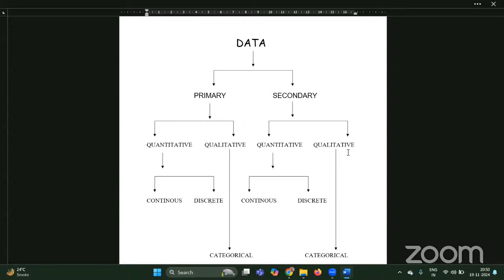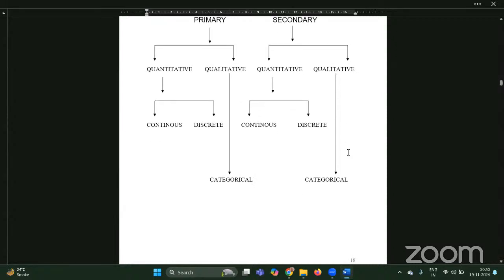Quantitative means, if you count the people, it is discrete, and if you measure the thing, it is continuous. In qualitative, you can have categories, like the description, such as black and white, male or female, or tall or short. The category may be based on some particular characteristic, or sometimes the category may be based on the measurement also.